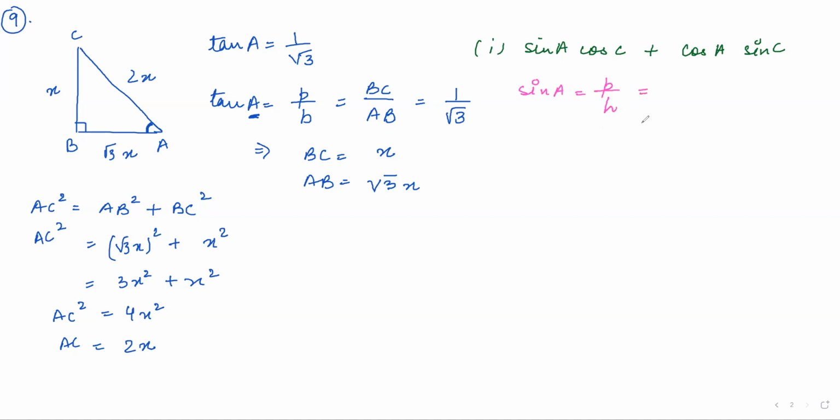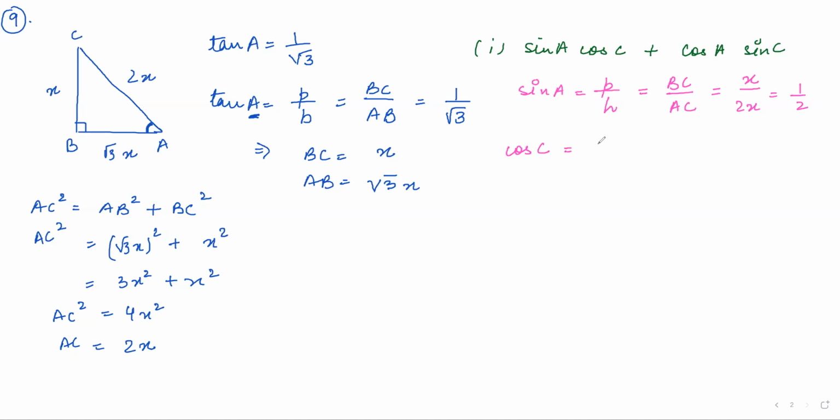Which side is perpendicular now? Sine A, right? AC is always hypotenuse, that is the longest side. Sorry, perpendicular is BC. Good. BC and AC. Now what is BC? This is x and AC is 2x. So this is 1 by 2. Right.